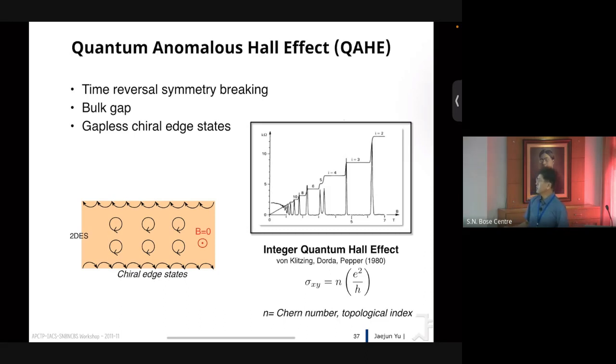Everybody knows this, the two-dimensional electron gas under a strong external magnetic field. So this is actually the interaction of electrons with an external magnetic field. We know that under the magnetic field we form a Landau level, which means that you have a circular motion of electrons. That is actually exactly the same, the curvature by the magnetic field.